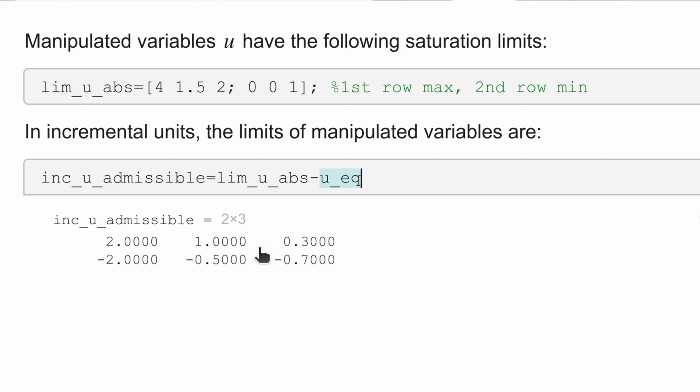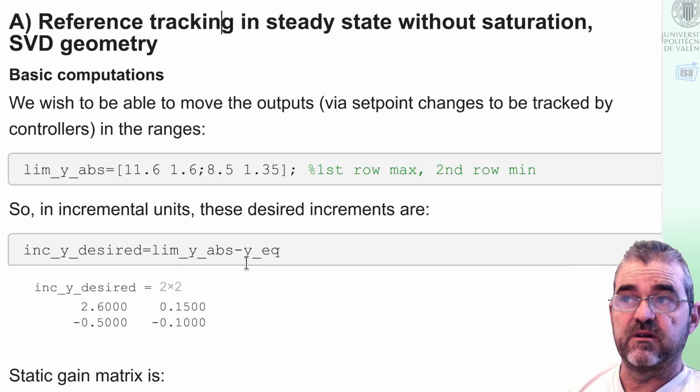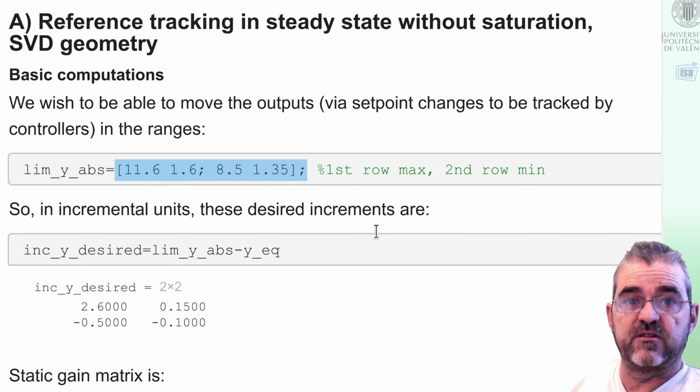So basically, our goal will be assessing whether, with manipulated variables within these limits, we can move the controlled outputs with enough amplitude to track some given reference changes or to cancel the deviations arising from disturbances. In this first problem, we will just discuss reference tracking in steady state without this saturation, without hitting actuator limits. And in particular, our problem statement will be as follows.